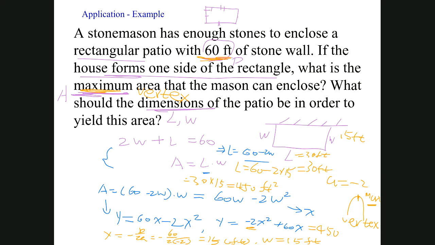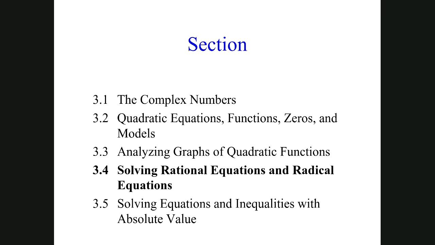All right, I'm going to go ahead and introduce the other section, which is 3.4. Remember the weekend and the holiday. The next section here is solving rational and radical equations. So there are two types of equations we need to solve here. That means domain is going to come up again, because we have a rational equation.